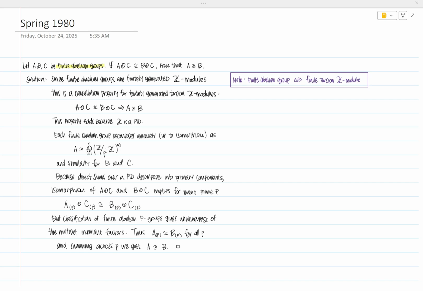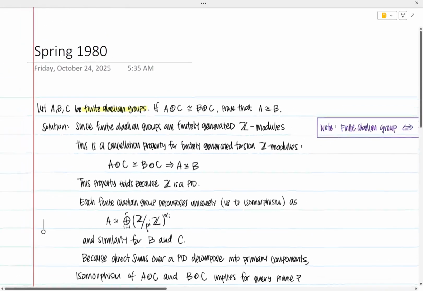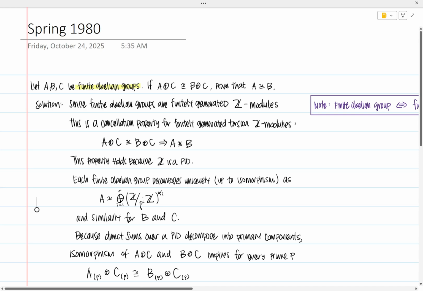Problem from spring 1980. Let A and B be finite abelian groups. If their direct sums A direct sum C is isomorphic to B direct sum C, prove that A is isomorphic to B.